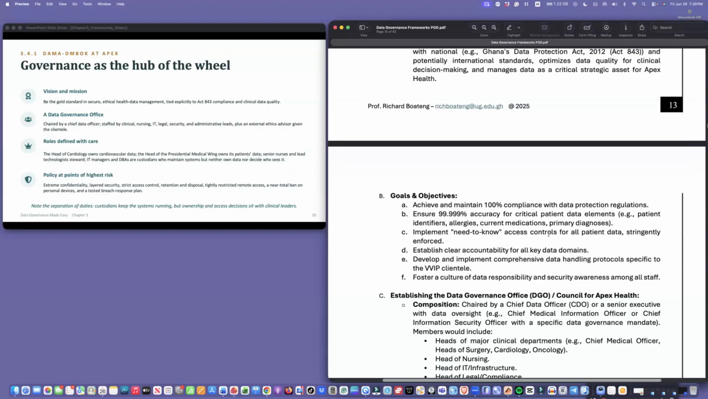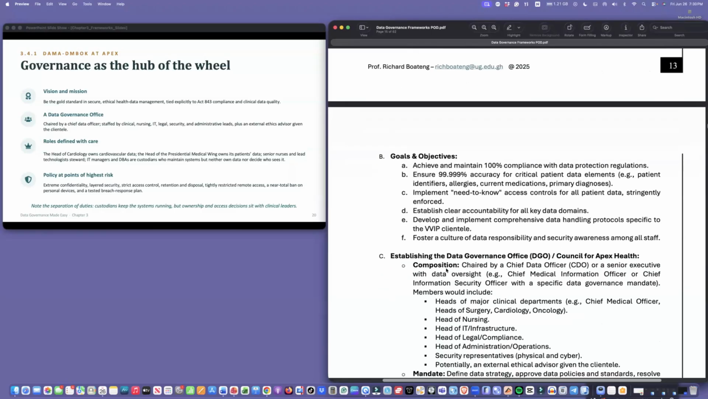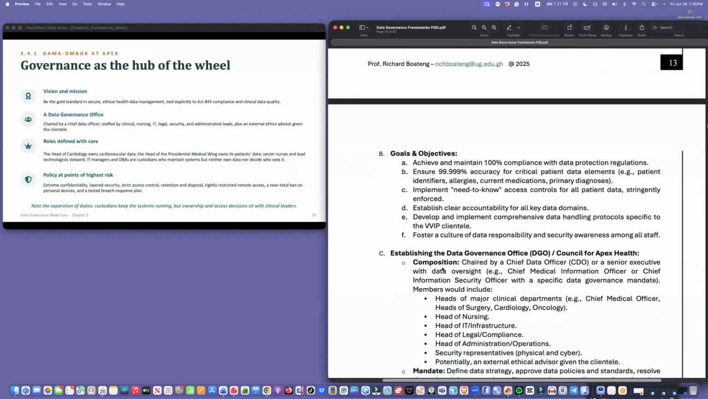Implement need-to-know access controls for all patient data. Establish clear, you see, all this is just descriptive. How you're going to do it is not telling you. Establish clear accountability for all key data domains. Develop and implement comprehensive data handling protocols. The one is at the very high level, specific to VVIP clientele. Foster a culture of responsibility and security awareness among staff.